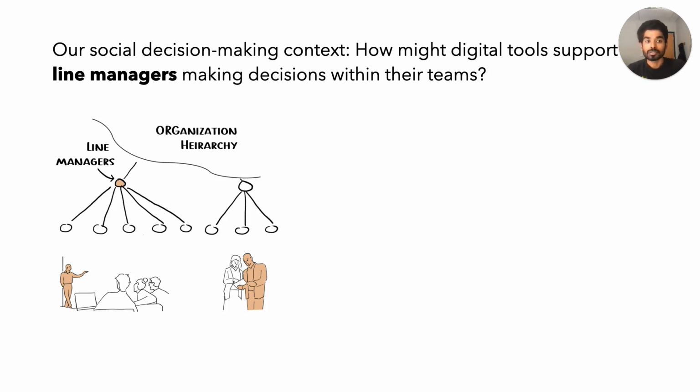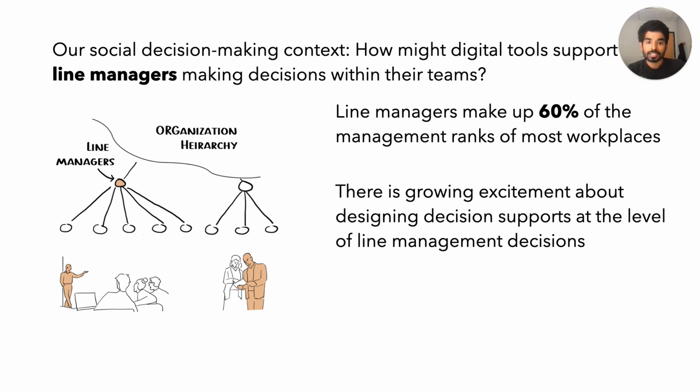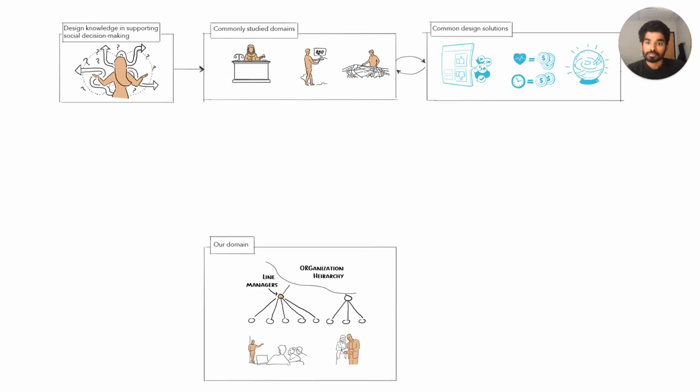in supporting line managers. The reason for this is that line managers make up as much as 60% of the management ranks of most workplaces, and they supervise as much as 80% of the workforce. And there's growing excitement about designing decision supports at the level of line management decisions. Yet, as recent work argues, little is understood about the needs and opportunities of organizational decision makers, especially at these lower levels. But line managers are also an interesting domain in which to study social decision making.